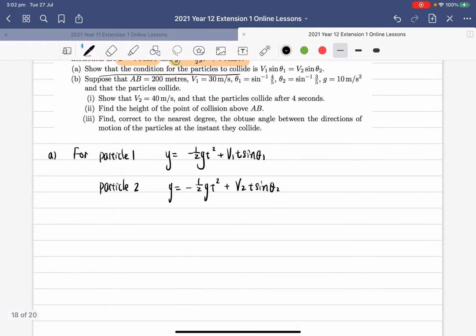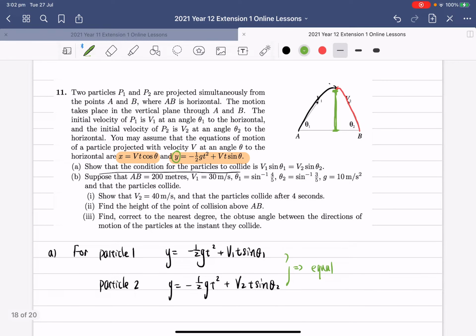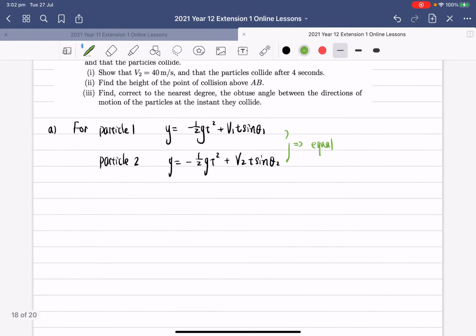We need to make sure these two are equal to each other. We want to find the time. Well, we're not finding the time, we're actually finding when they are equal to each other. We're proving this formula here. So if they are equal to each other, we can just write this equal to that.